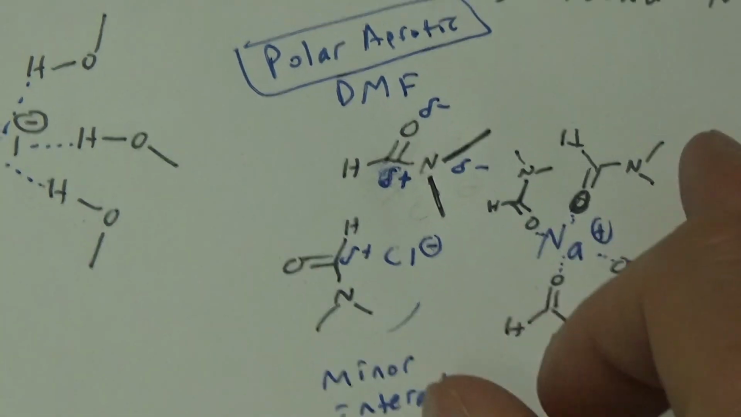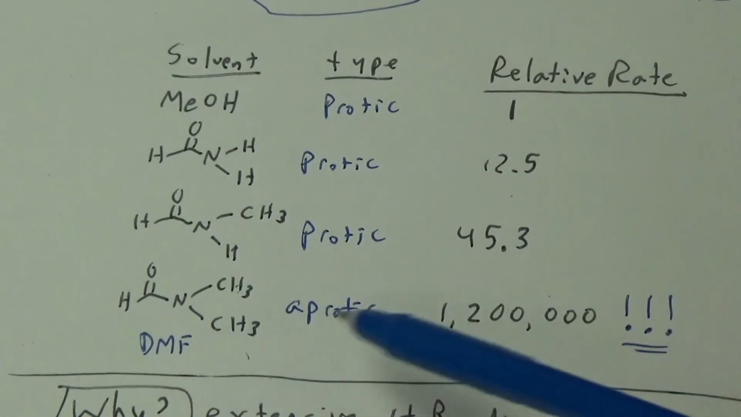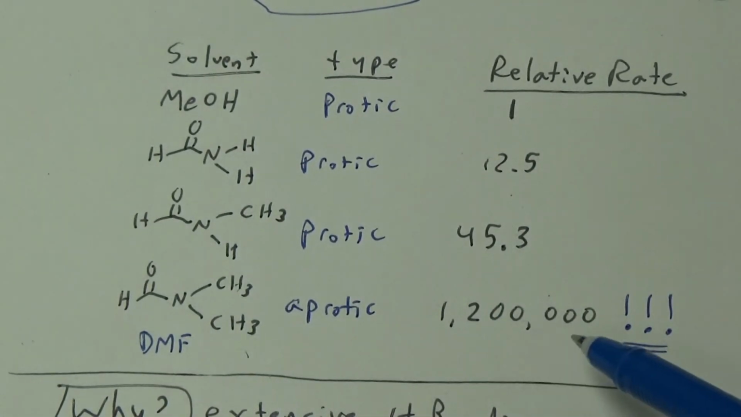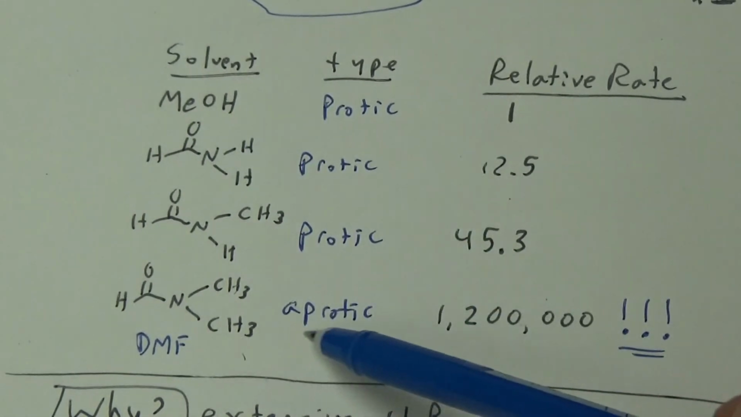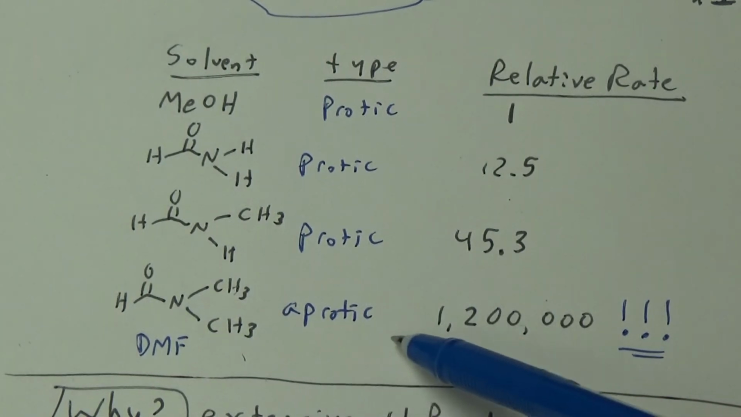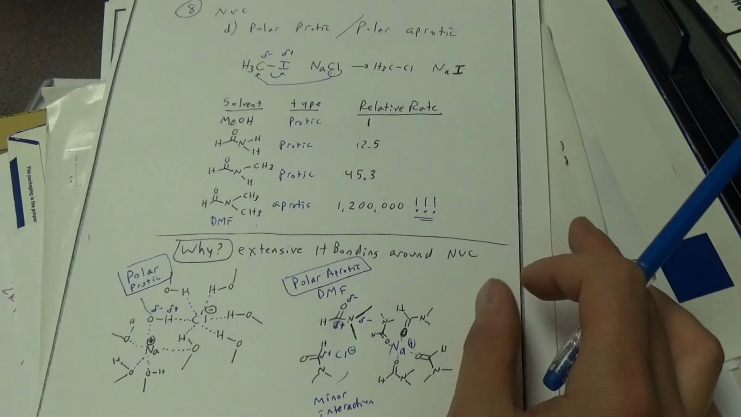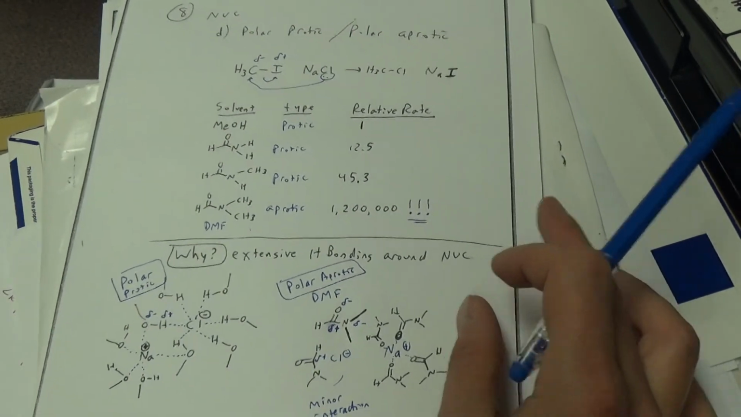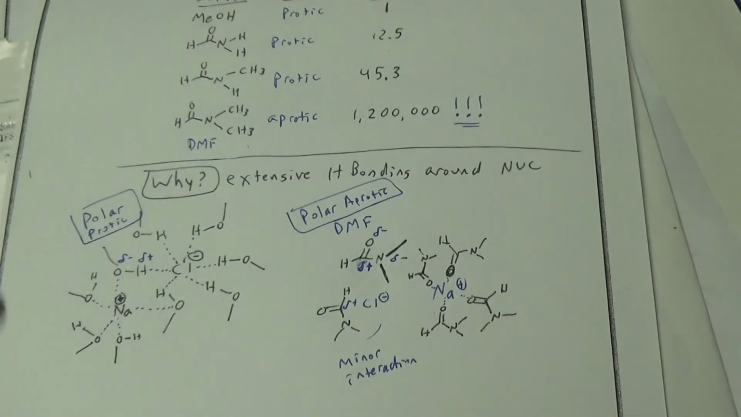And so what's the net effect? Go back up to the table. Look at that, DMF reacts 1.2 million times faster than methanol. It is all about the fact that it's not a hydrogen bond donating solvent. So this is the overall scheme we just presented. You can go back through it if you want to look at it one more time.